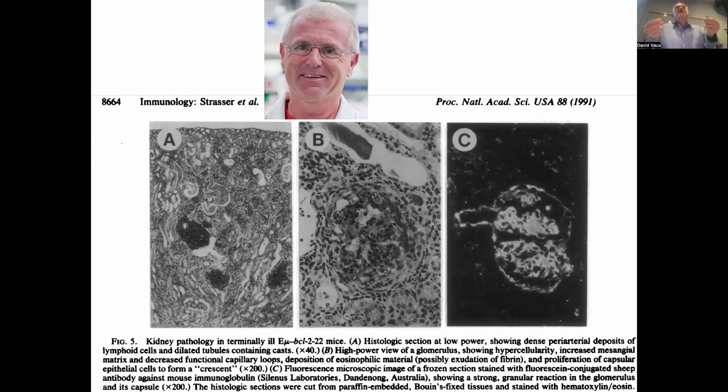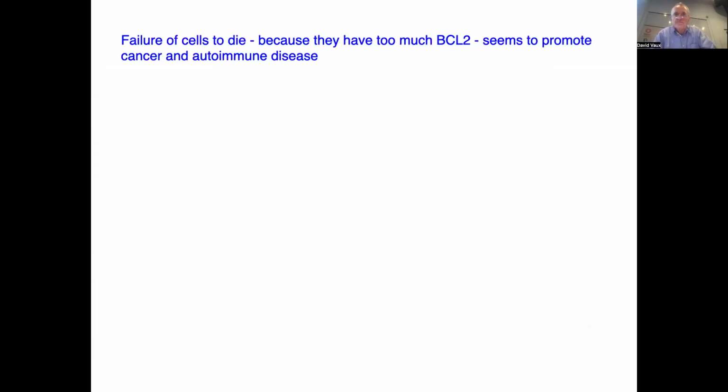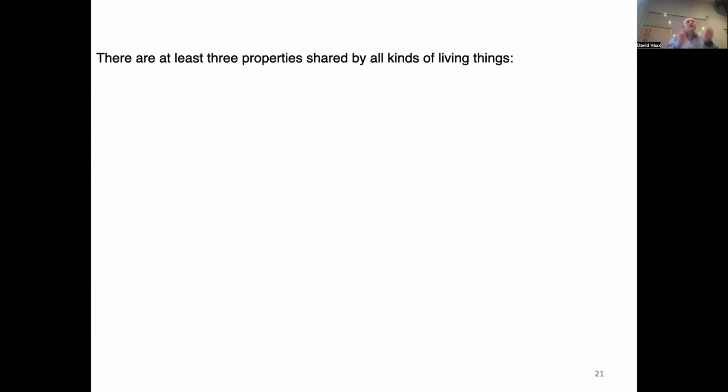And the hypothesis is that normally, so that we don't develop an autoimmune disease, we cause our lymphocytes to undergo programmed cell death, to kill themselves, and that gets rid of the autoreactive cells. And if the mice didn't get rid of those autoreactive cells, then they develop this autoimmune disease, SLE or lupus. So cell death is not only important to prevent the development of some cancers, it's also important to prevent the development of autoimmune diseases. So failure of cells to die because they have too much BCL2 seems to promote both cancer and autoimmune disease. But I'll just back up a little and talk in more general terms.